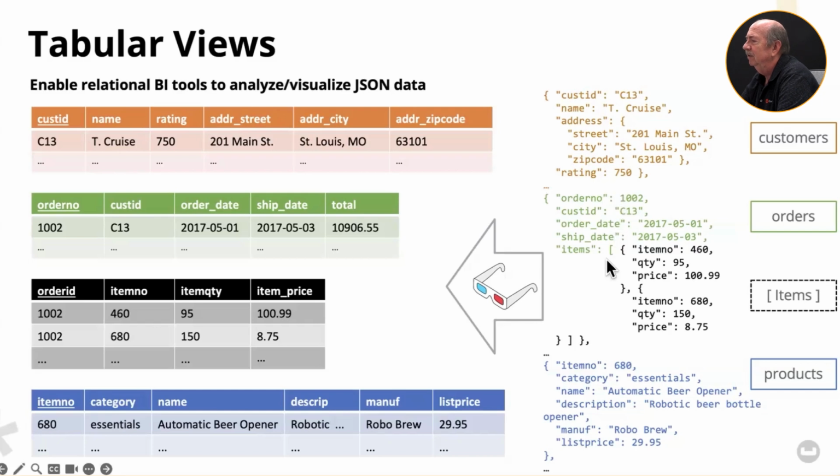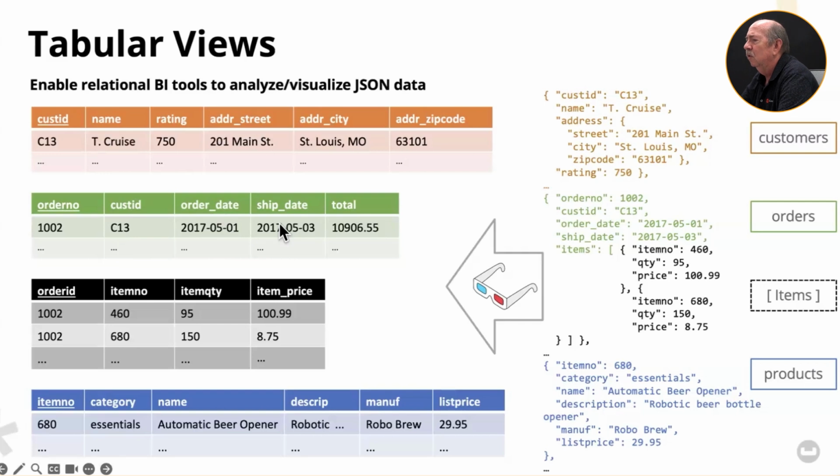And so an order has some top-level fields, but it also has an array of items that comprise the order. Then we have information maybe about products that turns out to be kind of flat, so there's not much of an issue here. And so what we want to do is put on our JSON to relational glasses, our tabular glasses, and see this data relationally. And so tabular views basically allow you to define these virtual tables that says, okay, here's how the customer information is going to look. So we can flatten out the address. So we have just flat fields. So this is a nice first normal form relational table.